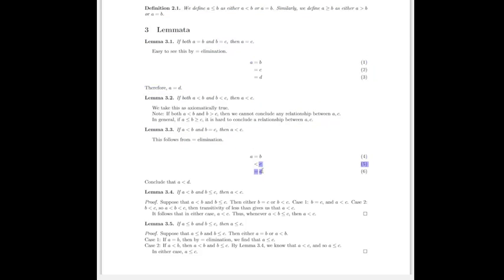Since c is equal to d and b is less than c, we get that b is less than d. And since b is less than d and a is equal to b, we get that a is less than d. And again, equality elimination is just so common that we just kind of skip it and think of it as a normal thing that we just do in the back of our heads.